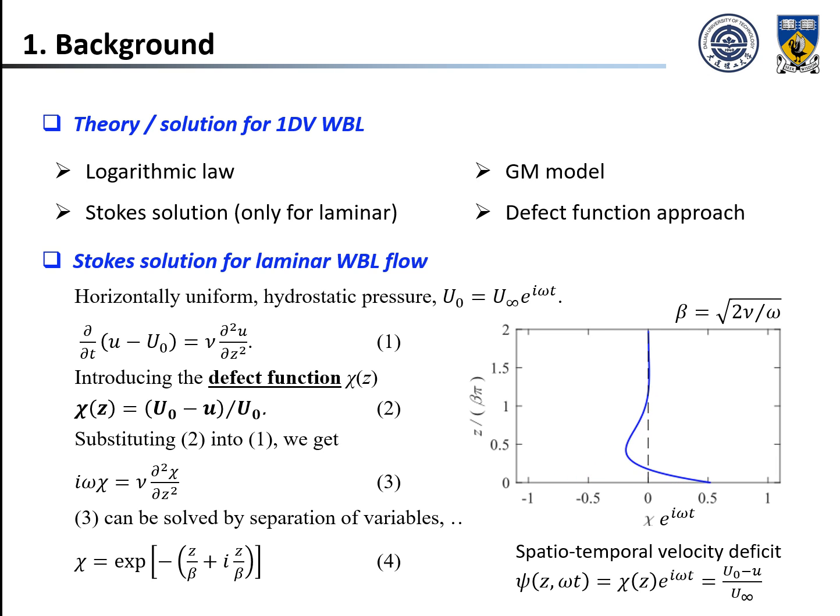The defect function chi is only the function of Z and represents the velocity difference between wave boundary layer and the free stream. The Stokes solution is the most basic form of defect function. And here the Stokes solution beta and the spatial temporal velocity deficit per se are introduced. This figure is a sketch for the velocity deficit governed by the Stokes solution.